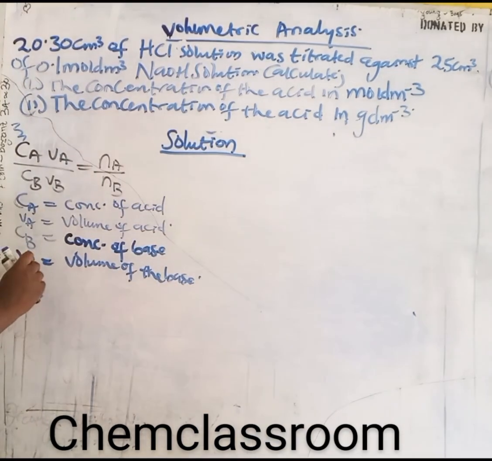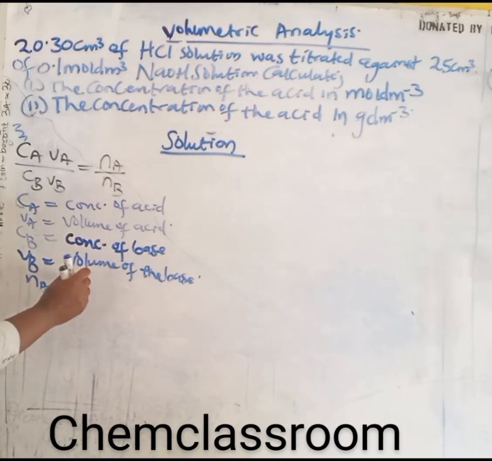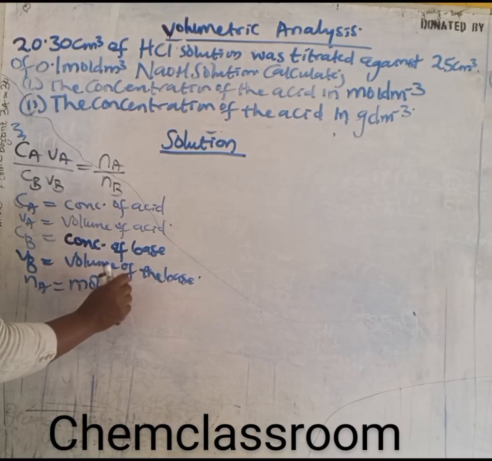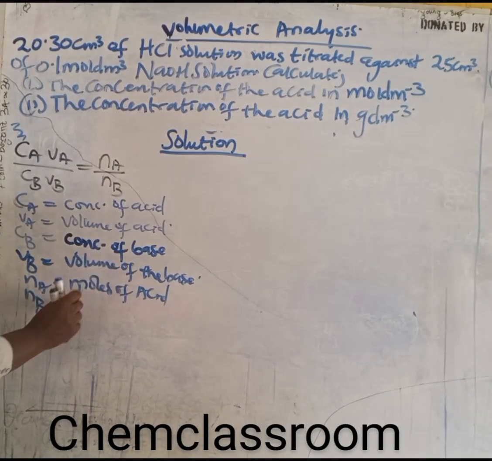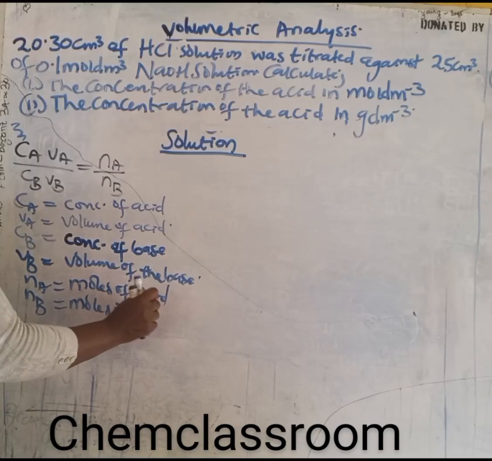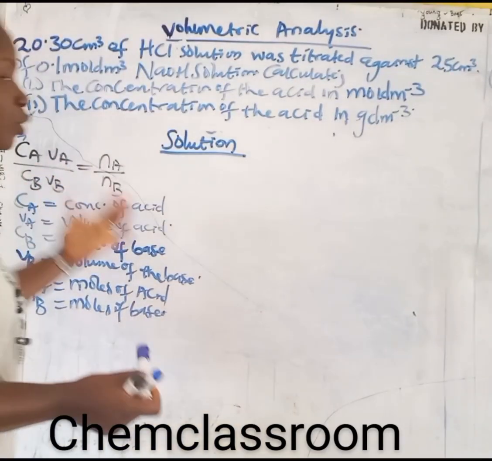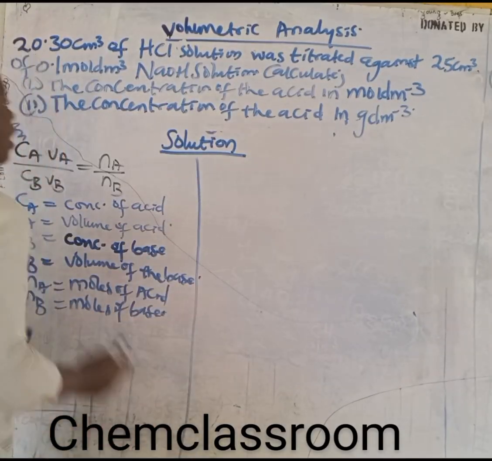Now NA is what we call the number of moles of acid, while NB is the number of moles of the base that is actually taking part in the reaction. This reaction is what we call the neutralization reaction. So now we'll go to our question.